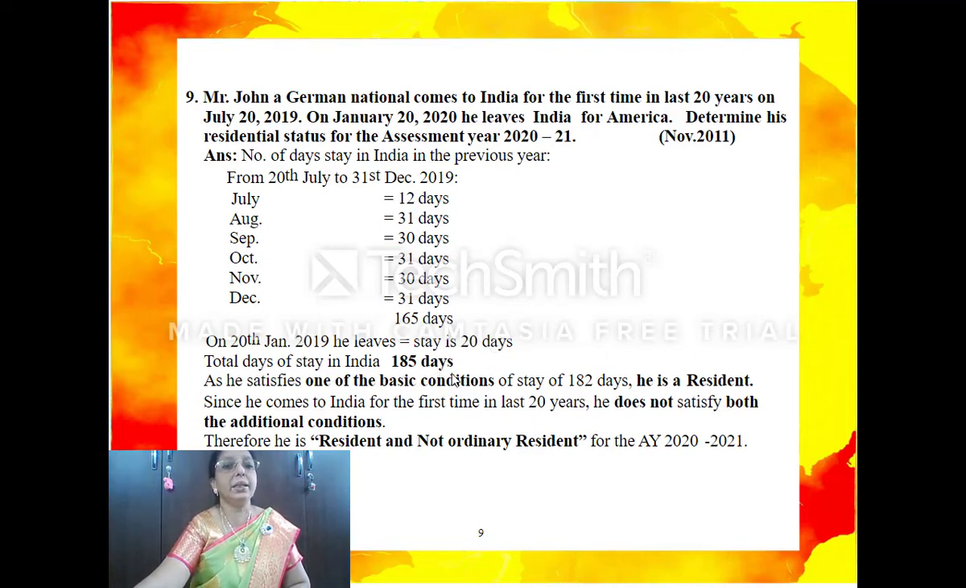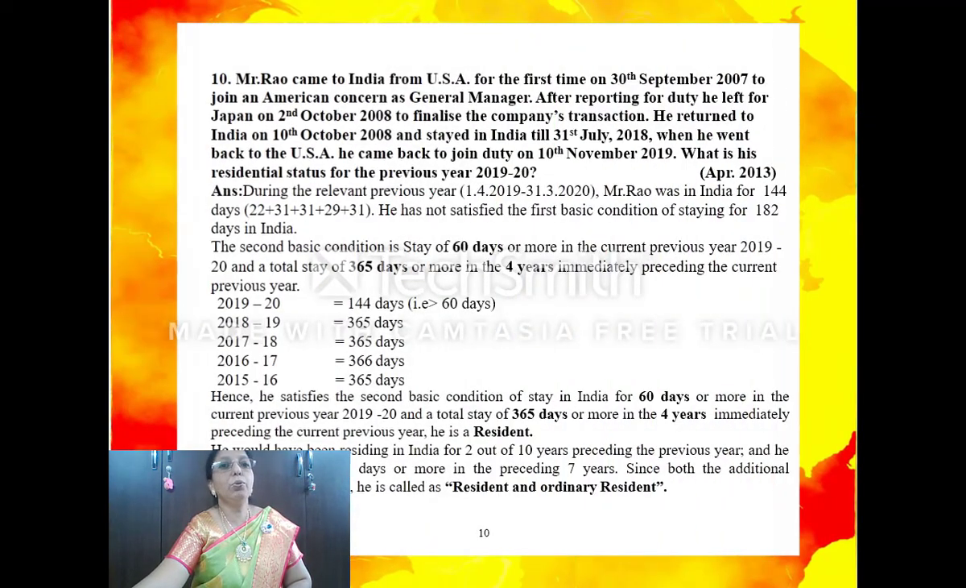He satisfies the first basic condition, staying in India for at least 182 days in the previous year. So he is a resident, but he is a German national who comes for the first time in the last 20 years. So for 20 years he was never in India, so he cannot fulfill both the additional conditions. So he becomes a not ordinarily resident. He is a resident by fulfilling the basic condition, and he is a not ordinarily resident by not fulfilling the additional conditions. So moving on to the next situation.